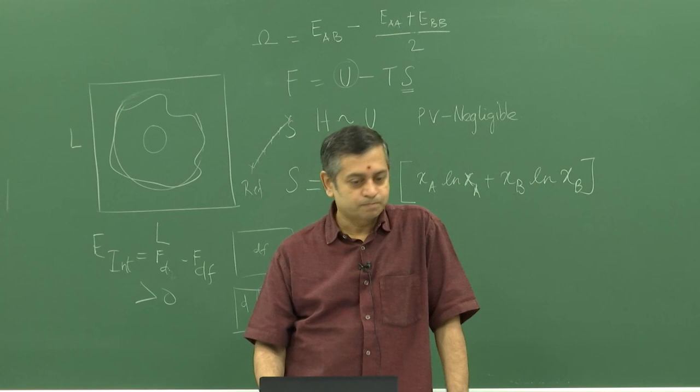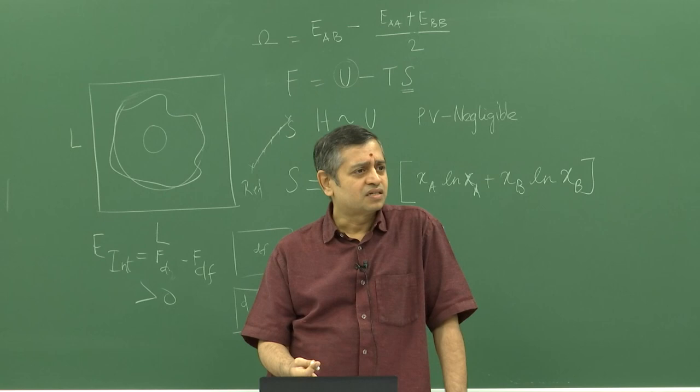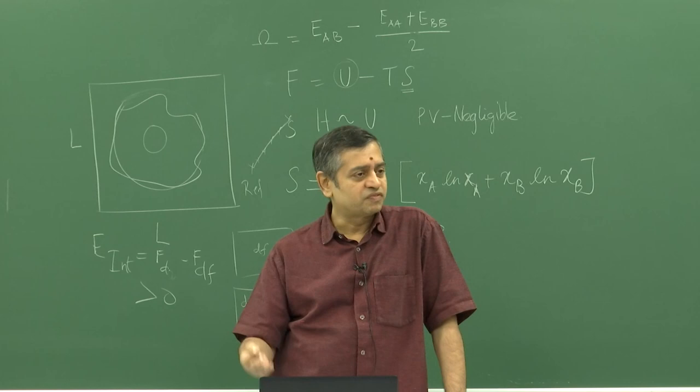Okay. And you can see if N is the Avogadro number with kB, that is going to give you R. So 3RT and logarithm of some number, that is what the result is going to be.